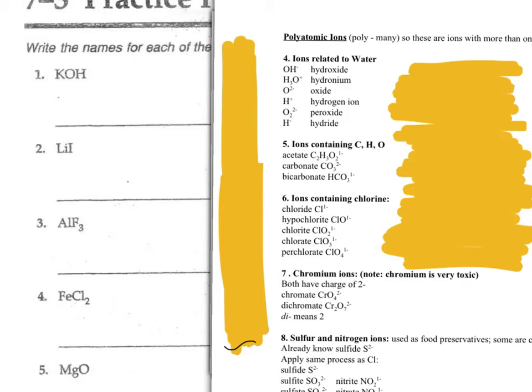Okay, so this is naming ionic compounds, and you're going to need to have your gold sheet, as you can see over on the right. That is my gold sheet. And I'm going to do a few examples for you. This is the naming side, not the writing the formula side. So let's look at number 1.